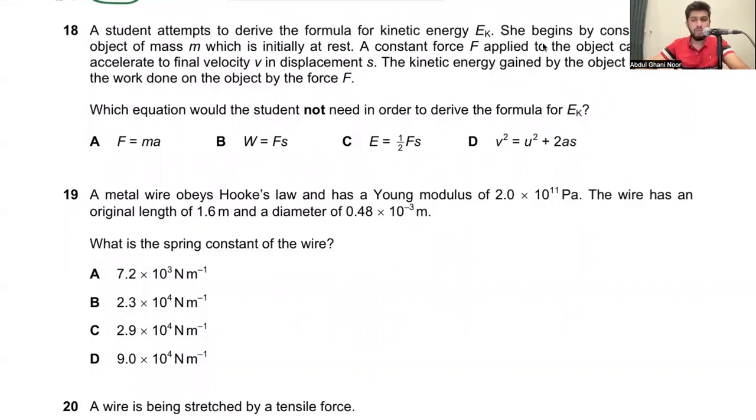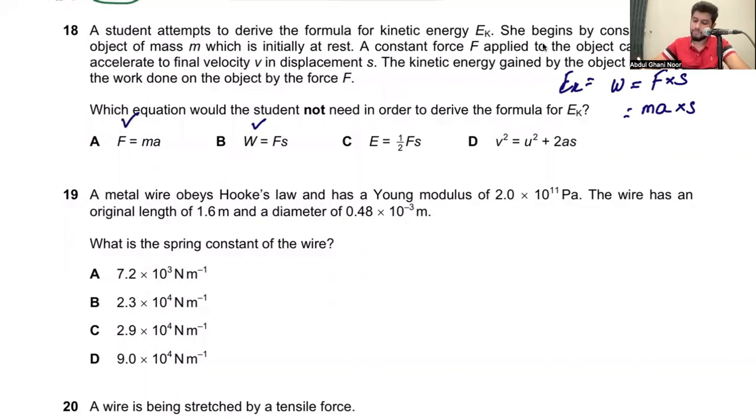So let's derive the formula. She begins by considering an object of mass m, which is initially at rest. A constant force F applied to the object causes it to accelerate. So kinetic energy is equal to work done. And we know work done is equal to force into displacement. So do I need force into displacement? Yes, I do. And force is equal to mass times acceleration, into displacement. So have I used the equation F equals ma? Yes, I have.